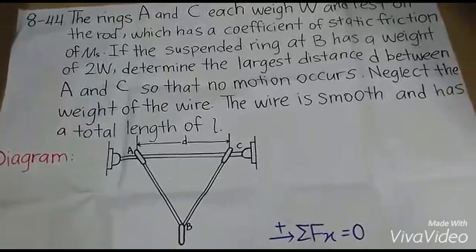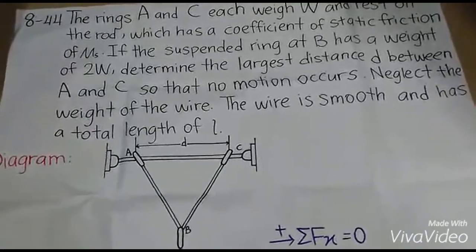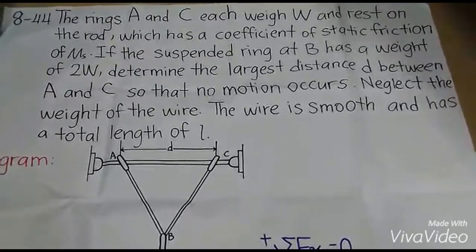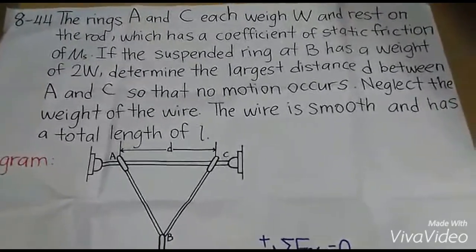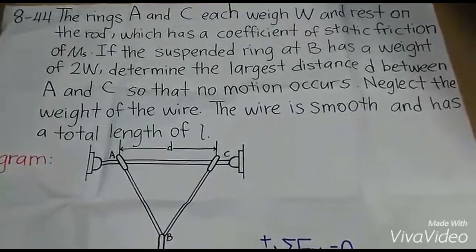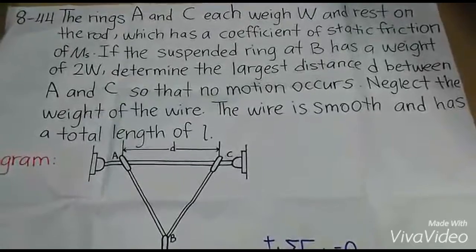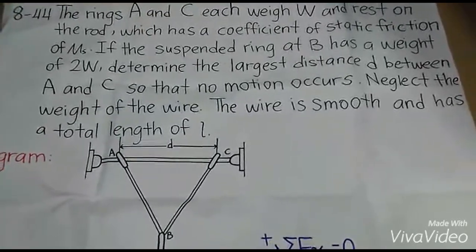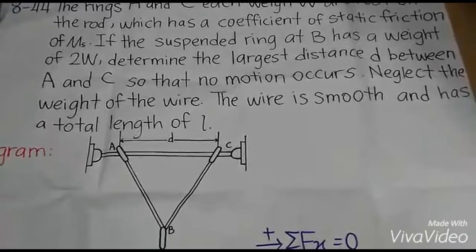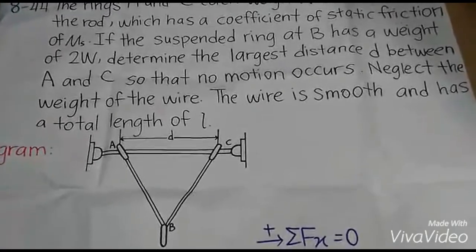The second question for the group assignment is 8-44. The rings A and C each weigh W and rest on the rod, which has a coefficient of static friction of mu s. If the suspended ring at B has a weight of 2W, determine the largest distance D between A and C so that no motion occurs. Neglect the weight of the wire.